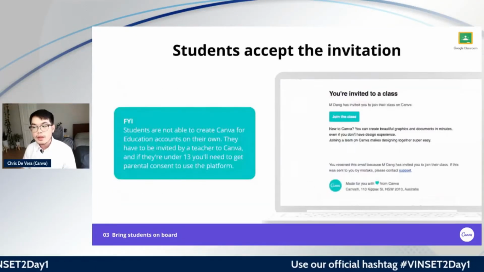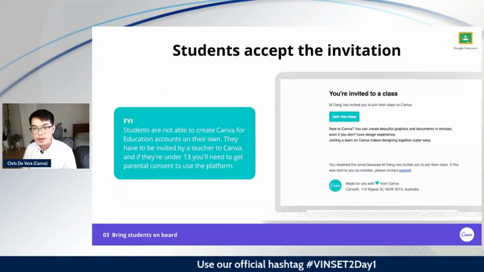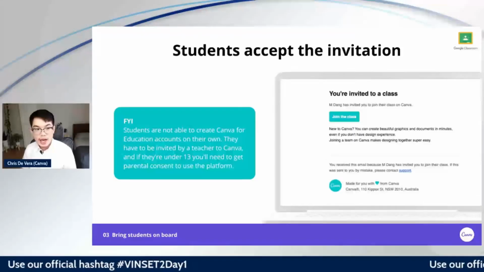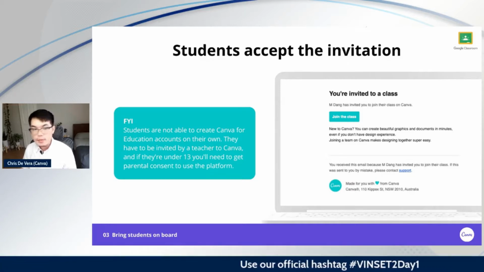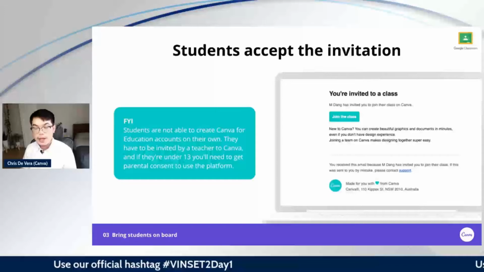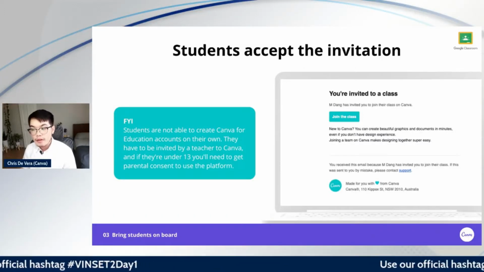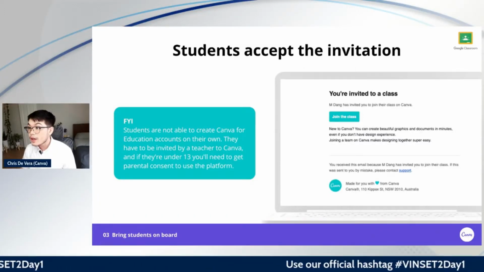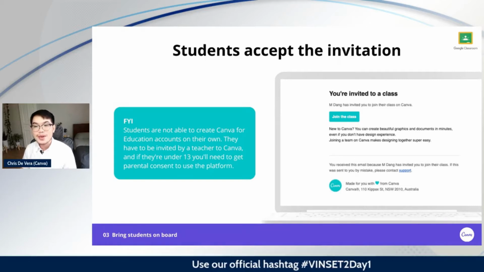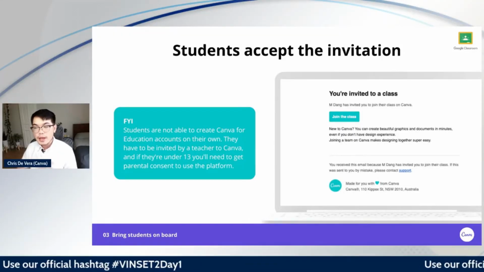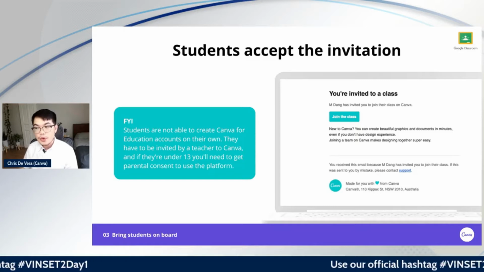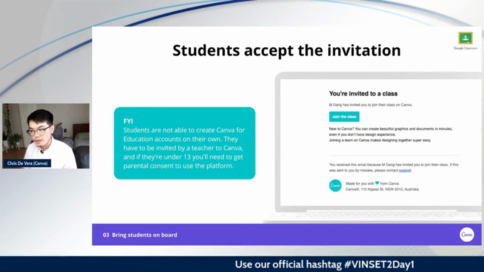So how will your students, what will they receive? What will it look like? So they will get an email saying that they are invited to a class. And then they can click this turquoise green button, join the class. And just like that, they will be added to your classroom. And then by doing that, they will have access as well. They will also have access to the same Canva for Education features and library that you have. So it will make it easy for your entire classroom to use all of Canva's features for your class activities.